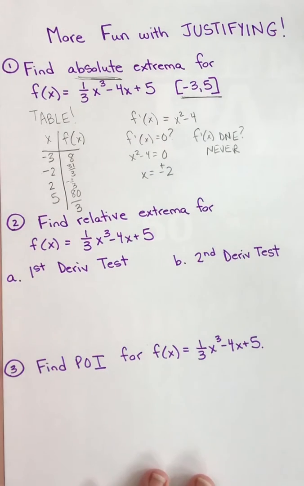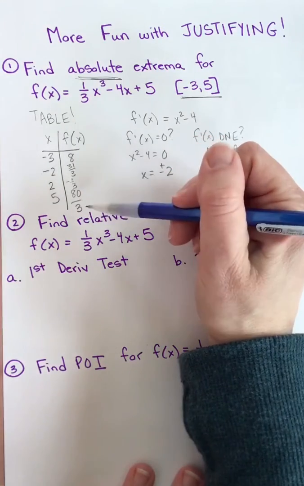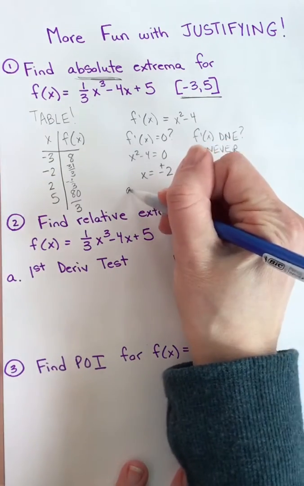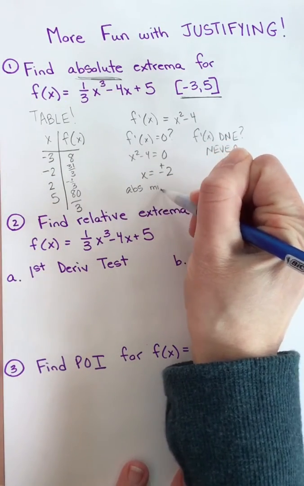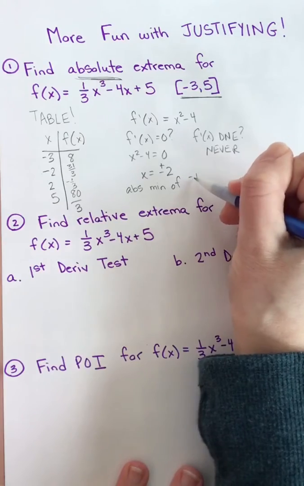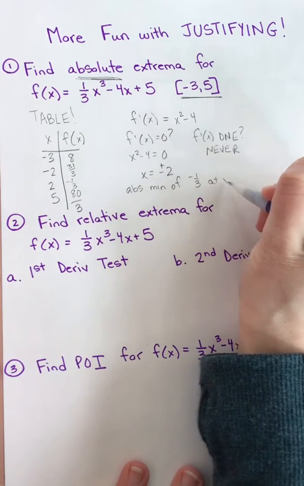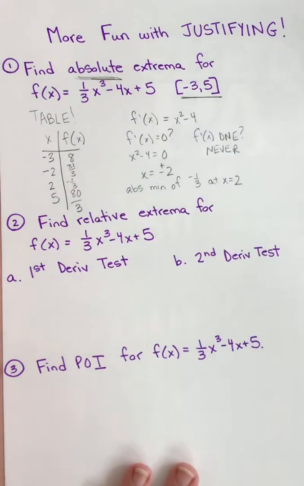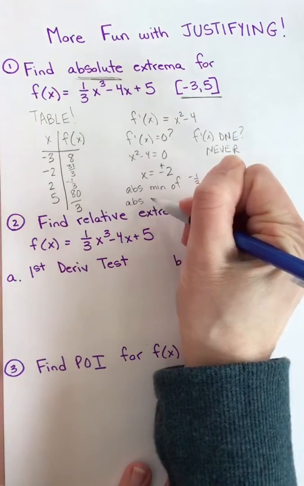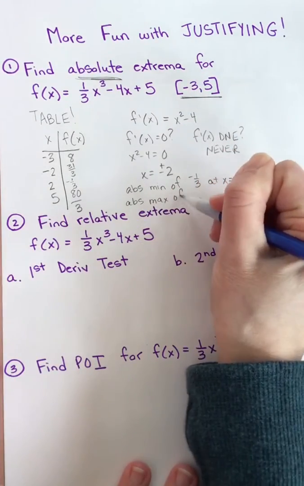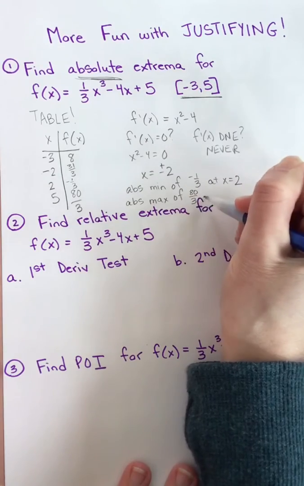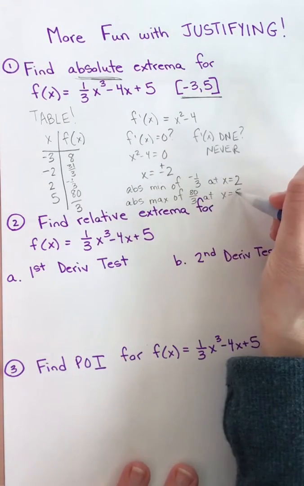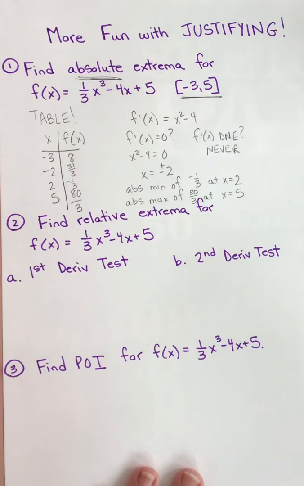When you're answering an absolute extrema question, your answer is going to look like a phrase. So I survey the situation. I have an absolute minimum of -1/3 at x equals 2. I have an absolute maximum of 80/3 at x equals 5. So again, my critical values come from 3 different places, and my answer looks like a phrase.